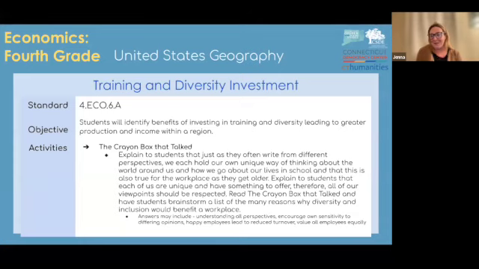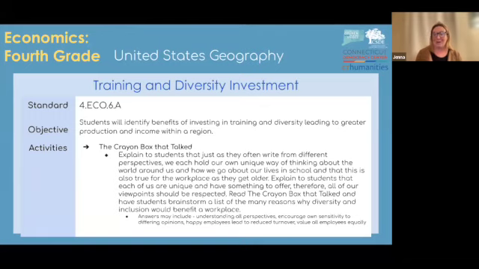So the story, The Crayon Box That Talked, truly what you want to do is explain to students that just as they often write from different perspectives, they each hold their own unique way of thinking about the world around us and how we go about our lives in school, and that this is also true for the workplace as they get older. It still applies. So same concepts, even when they're older. You can explain to students that each of us are unique and have something to offer. Therefore, all of our viewpoints should be respected.